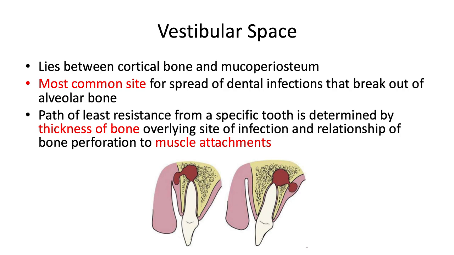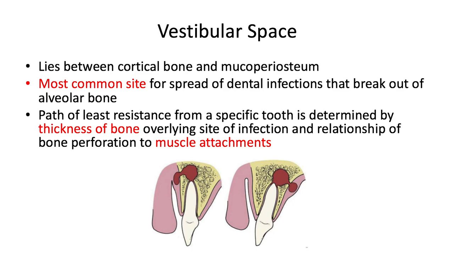So we're going to start with the vestibular space. This is the potential space that lies between the cortical bone and the mucoperiosteum. This is the most common site for spread of dental infections that break out of alveolar bone. Again, the path of least resistance from a specific tooth is determined by the thickness of bone that's overlying the site of infection and the relationship of bone perforation to muscle attachments.